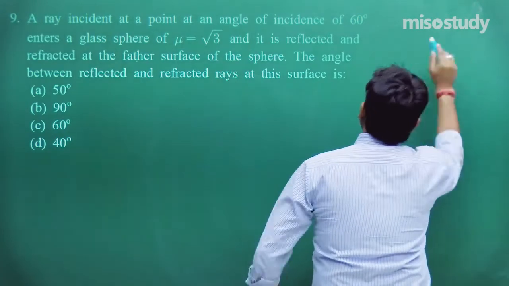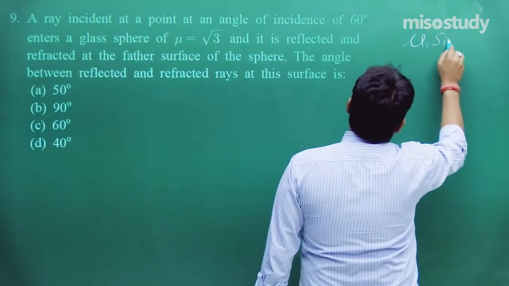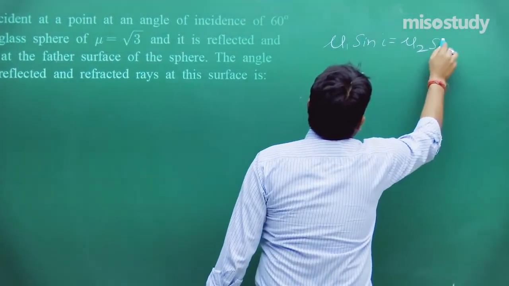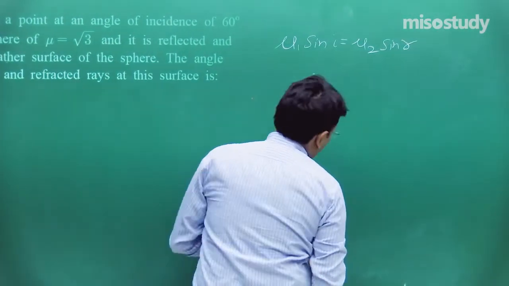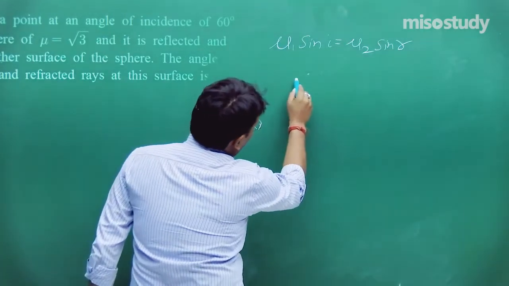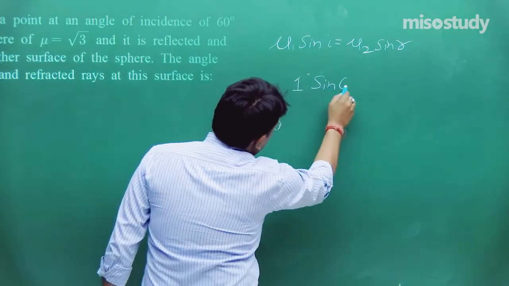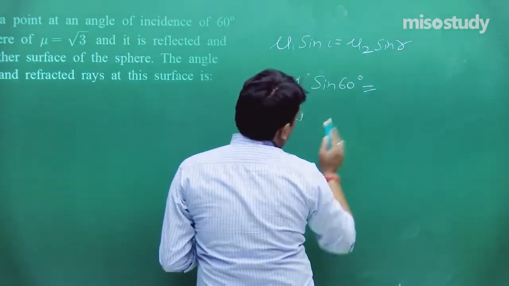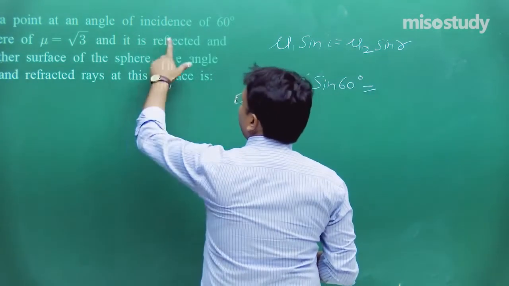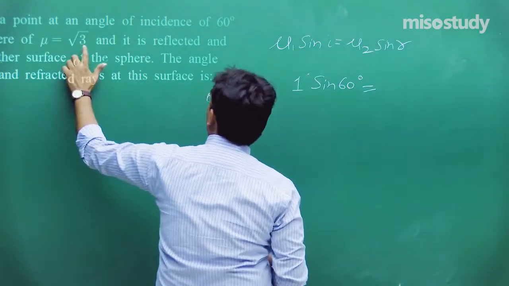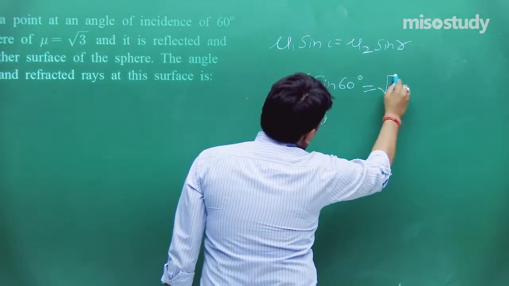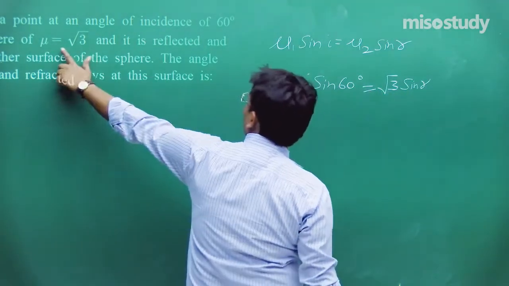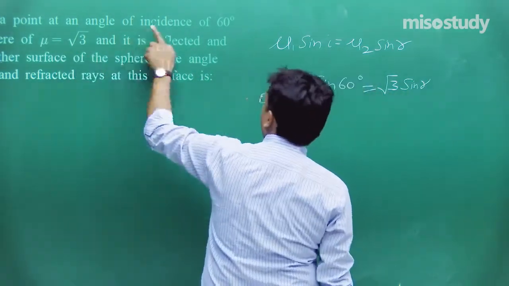So now simply I am writing the formula mu1 sine i is equal to mu2 sine r. Basic result, refraction, diffraction both are taking place. So it's going to be 1 sine 60, value is given over here, 60 degree, is equal to, the remaining angle is going to be 30, yes, so root 3 it is given, so it's root 3 sine r, fine. Mu2 is root 3, mu1 is 1.